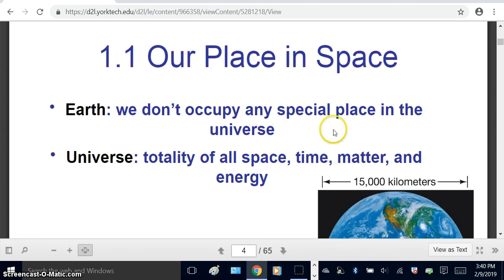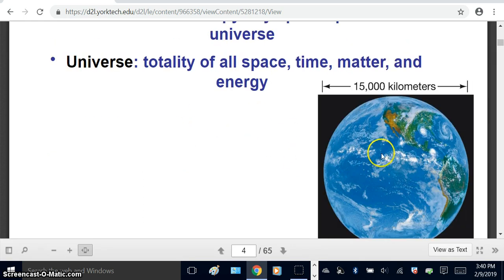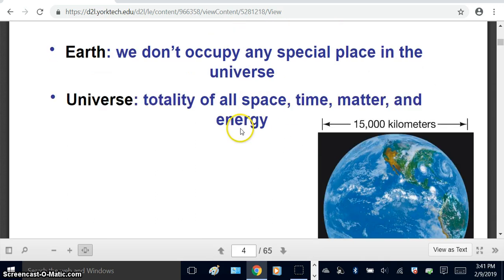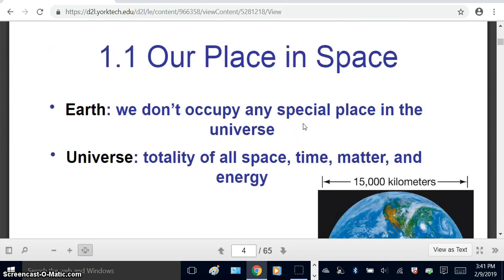All right, so one thing that we've learned over the last 400 years or so is that if you go back to the time of the Greeks, more than 2,000 years ago, the Earth, there's a nice picture of our wonderful planet, was really the center of the universe. That's called the geocentric model.